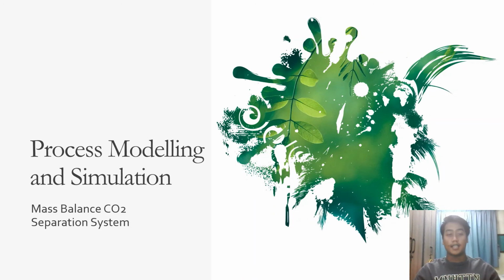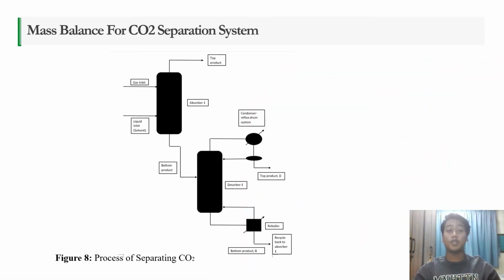So next, let's move on to the process modeling and simulation part, where we discuss the mass balance of the CO2 separation system. For the CO2 separation system, there are two components involved, the absorber and the desorber. For the absorber, there are two inlets: the gas inlet where all the gases come in, and the liquid inlet where the liquid solvent comes in, and hence it produces two products, the top product and the bottom product.